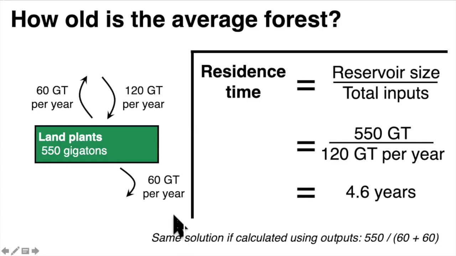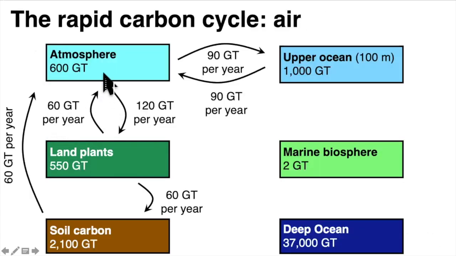Notice also you get the same solution if instead of using the inputs, you do this calculation with the outputs. If you did that, you would have 550 divided by 60 into soils and 60 back to the atmosphere, and you would have the same 4.6 years. The same result is a definition of steady state. The input sources match the outgoing fluxes. If these fluxes balance, the size of this reservoir doesn't change, even though all this plant carbon is turning over every 5 years. Now that we've characterized this terrestrial carbon cycle, we can extend this to the oceans.